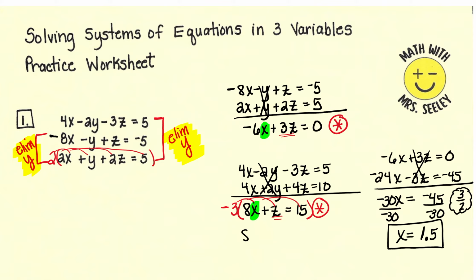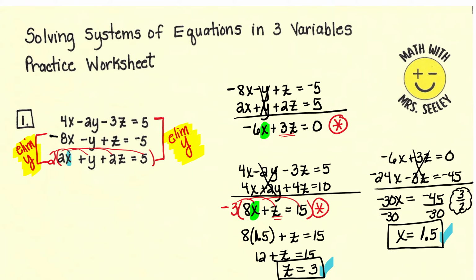So I'll have 8 times the x that I just found, which is 1.5, plus z is equal to 15. 8 times 1.5 is 12. So 12 plus z is equal to 15. And if you subtract 12 over, 15 minus 12 is 3. Once you get the second variable, take the 2 answers you got previously, go back to any one of the 3 originals. It's completely your choice.